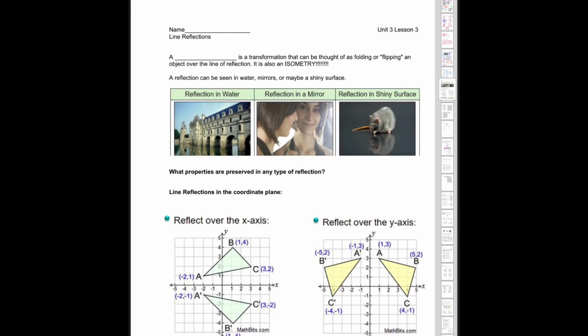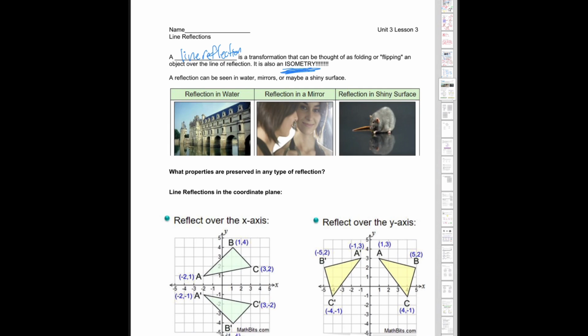So now we're going to go ahead and talk about a line reflection. A line reflection is a transformation that can be thought of as folding or flipping an object over the line of reflection. It is also an isometry.